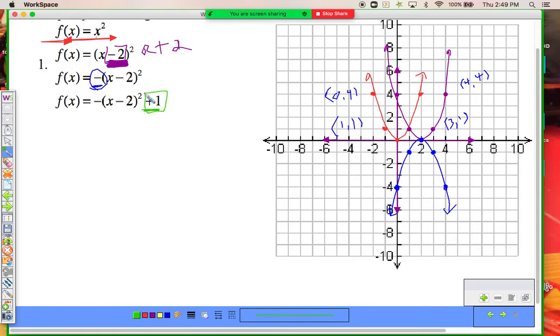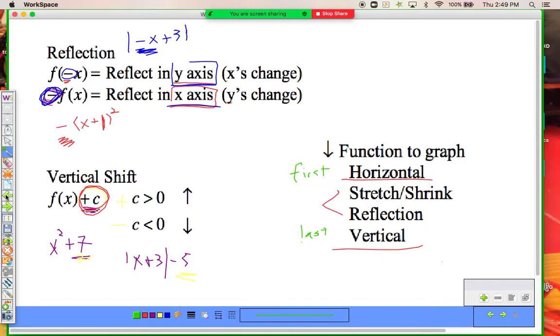if I add a plus 1 to the back, if I put a plus 1 outside my function, how does that affect my graph? A plus 1 on the outside, we do what it says. It's positive, so I'm going to go up 1 unit.